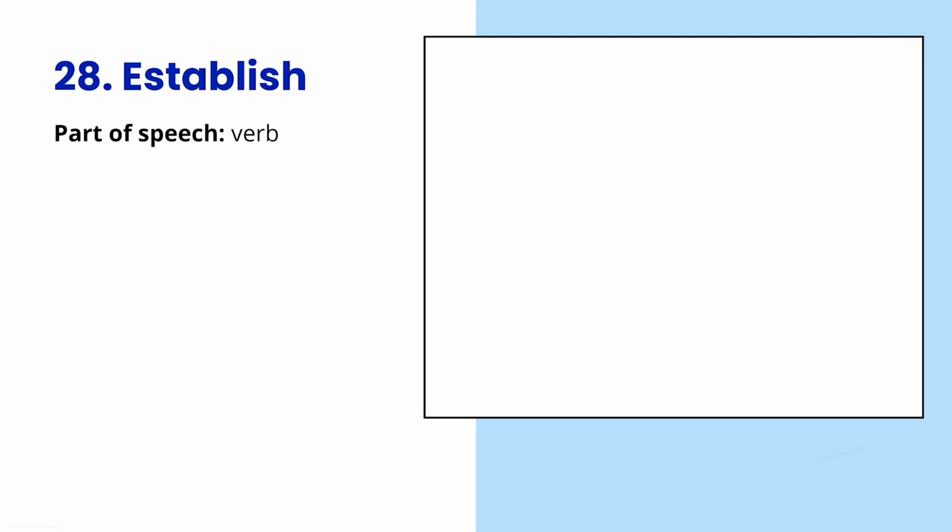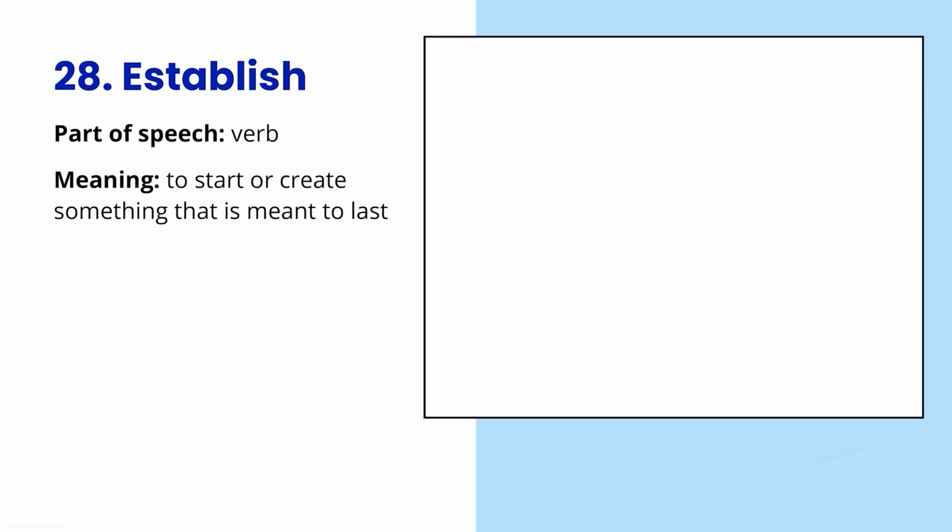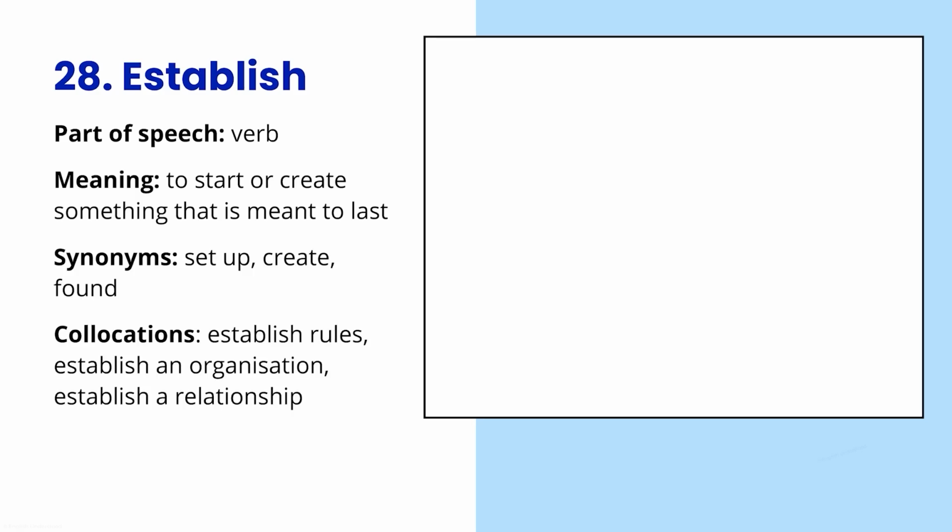Establish is a verb and it means to start or create something that is meant to last, that is meant to be around for a long time. Synonyms: set up, create, found. Collocations: establish rules, so to create rules that are going to be around for a long time. Establish an organization, same thing, maybe to create a company that's going to be around for a long time.